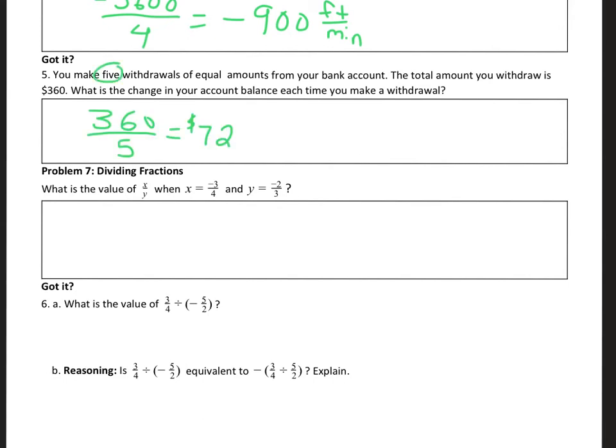Okay, so quick one, just an average for 5 withdrawals. Take your total amount. You're withdrawing it in 5 equal amounts. You're withdrawing $72 at a time.